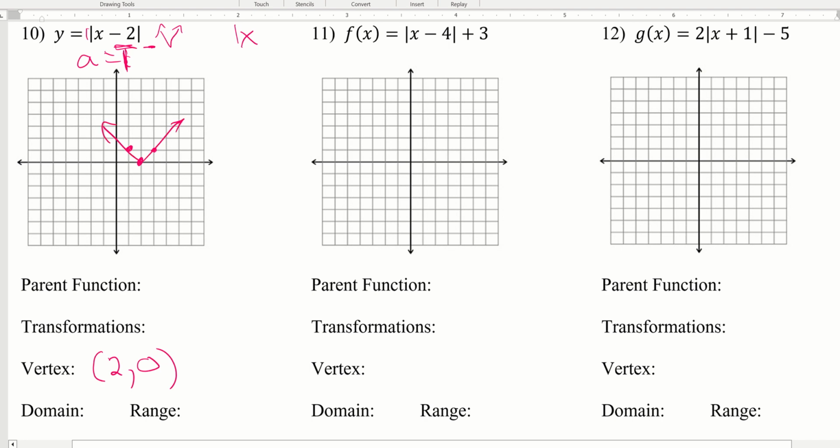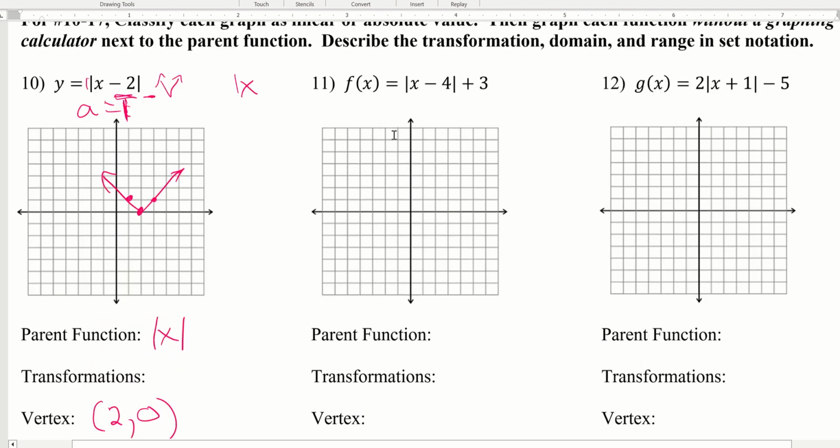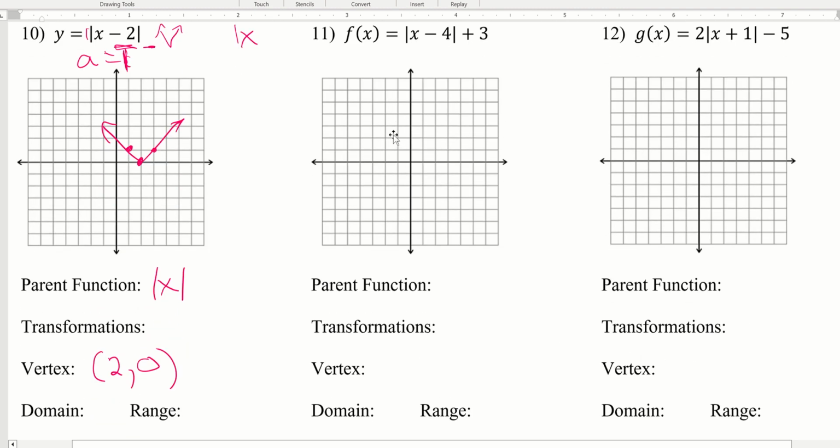Okay, the parent function, it's just asking, is this a line or absolute value? Well, this guy's our absolute value, so it has the bars. Our transformations, okay, so what I always tell my students is just look at A, H, and K, right? So our A is 1, so we didn't do anything. We didn't stretch him, we didn't compress him, we didn't reflect him or anything like that.